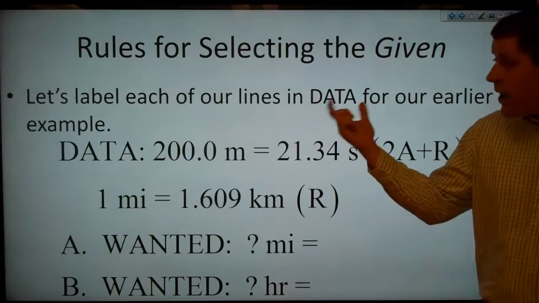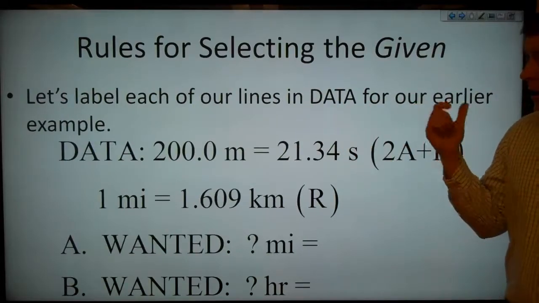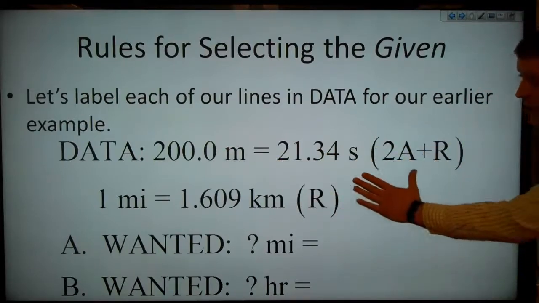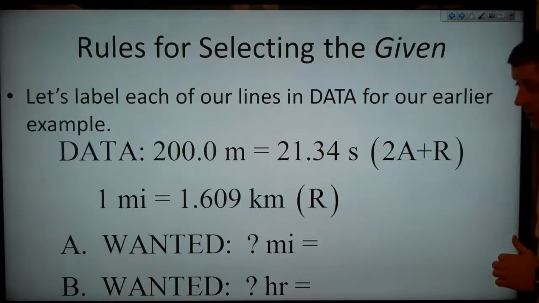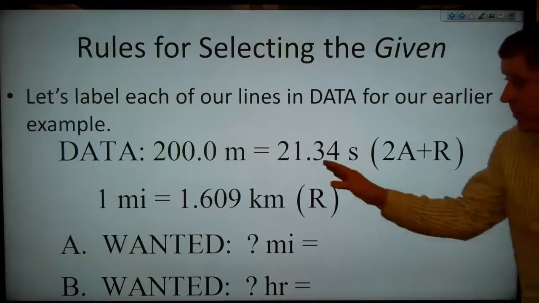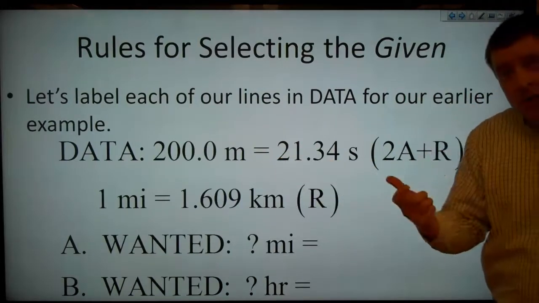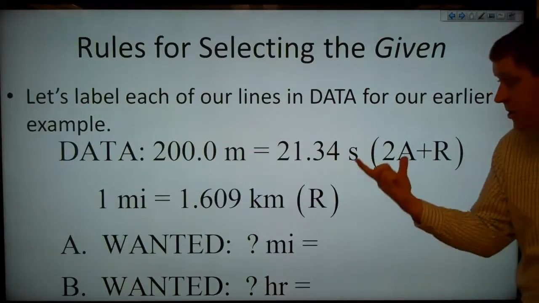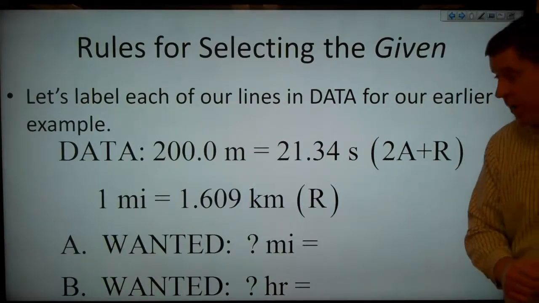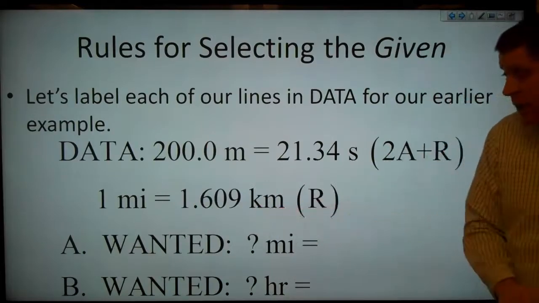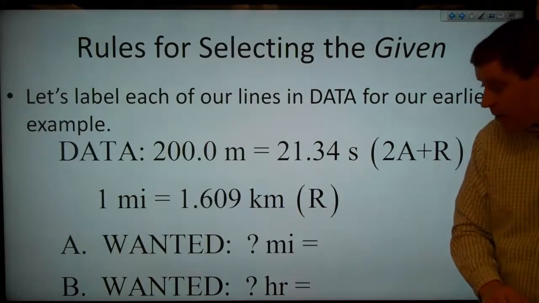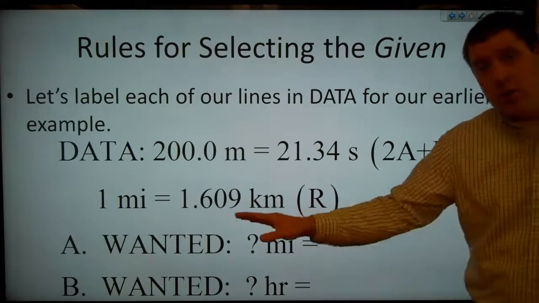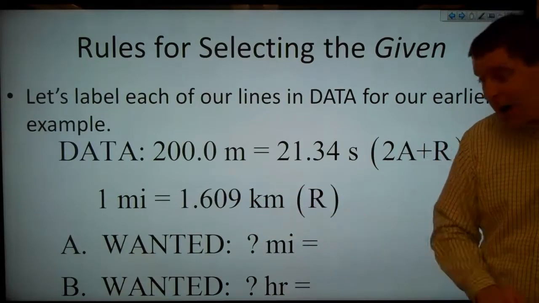So let's label each of our lines in the data for our earlier example. We've got the 200 meters is equal to 21.34 seconds. Well, both of these amounts are measuring the same thing. They're both measuring the race that she ran. And so this is two amounts and a ratio. The next line, we have 1 mile is equal to 1.609 kilometers. And here we just have the ratio between miles and kilometers. These are not two different measurements of the same object.